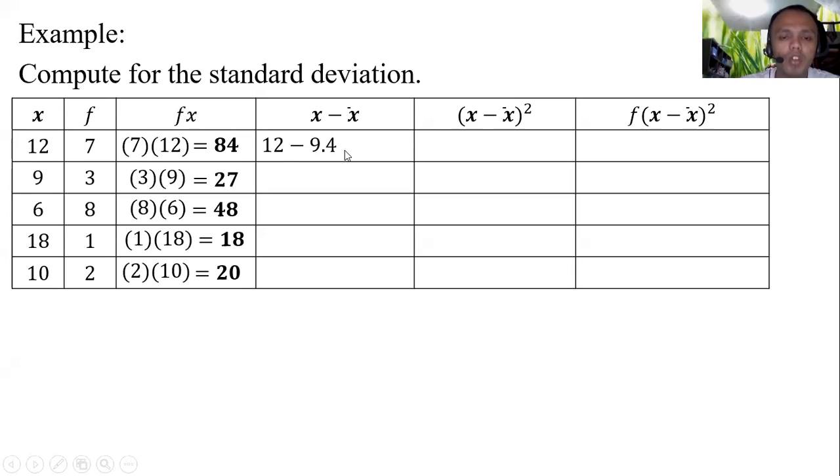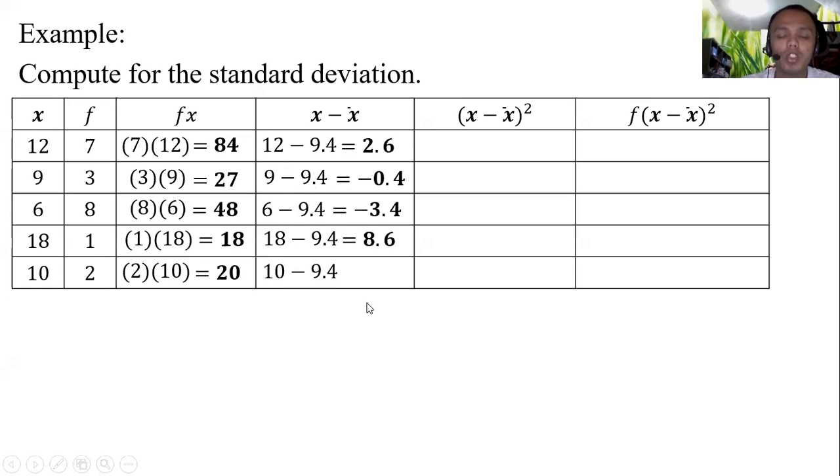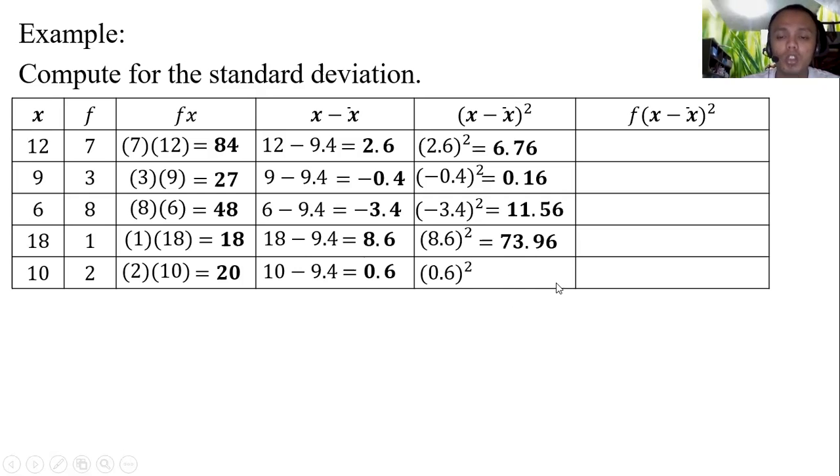So 12 minus 9.4 is equal to 2.6. 9 minus 9.4 is equal to negative 0.4. 6 minus 9.4 is negative 3.4. 18 minus 9.4 is equal to 8.6. Then 10 minus 9.4 is 0.6. Then get the square. 2.6 squared is equal to 6.76. Negative 0.4 squared is 0.16. Negative 3.4 squared is 11.56. 8.6 squared is 73.96 and 0.6 squared is 0.36.